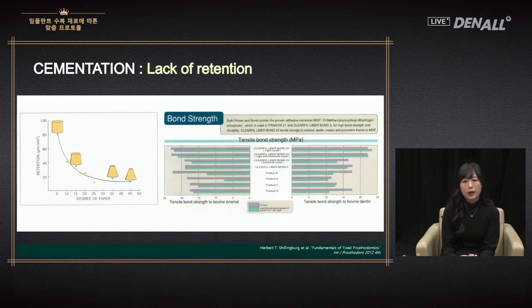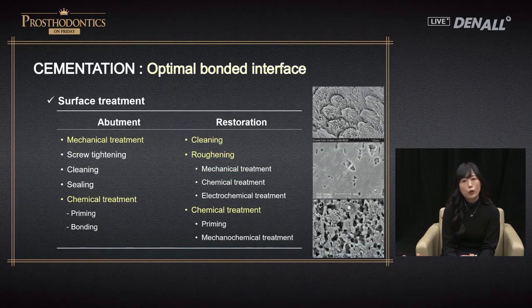As shown, if the degree of taper is big, the retention goes down drastically, and this needs to be minimized and the length needs to be sufficiently maintained. However, if necessary, you need to use resin cement with high adhesive strength to reinforce retention. If such reinforcement is necessary, you need to consider ways to maximize cementation between the implant abutment and restoration.